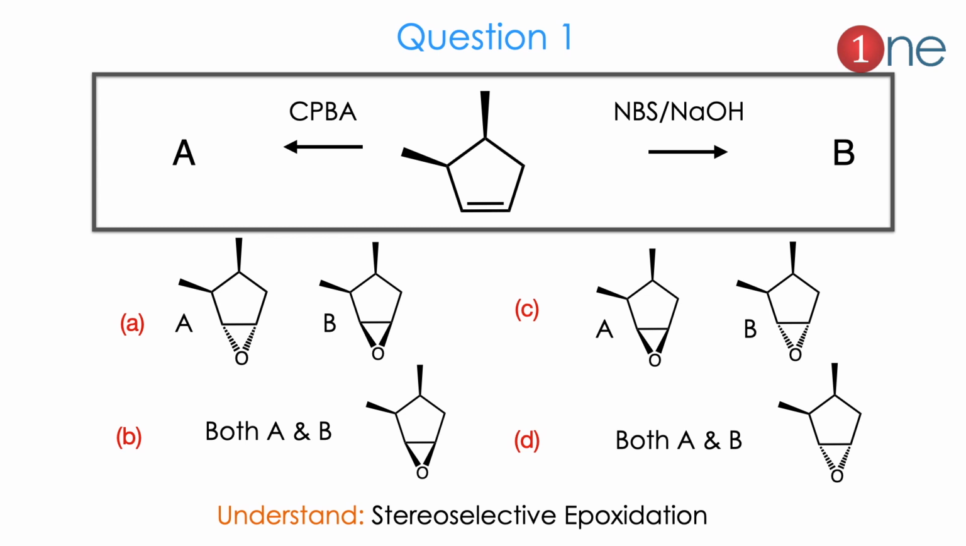Question number 1. The starting material is cyclopentene attached with a 2-methyl group above the plane. Here they are giving 2 reagents: peracid (mCPBA), and N-bromosuccinimide with NaOH. They ask you to find 2 products, A and B. Here they give the choices with the epoxide above the plane or below the plane. The important thing you have to understand here is that stereoselective epoxidation occurs. Which way does epoxidation occur, up or below?